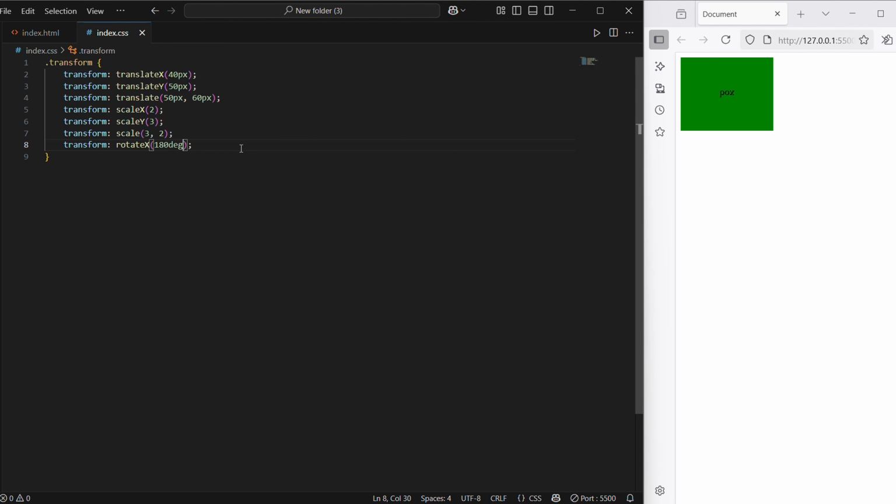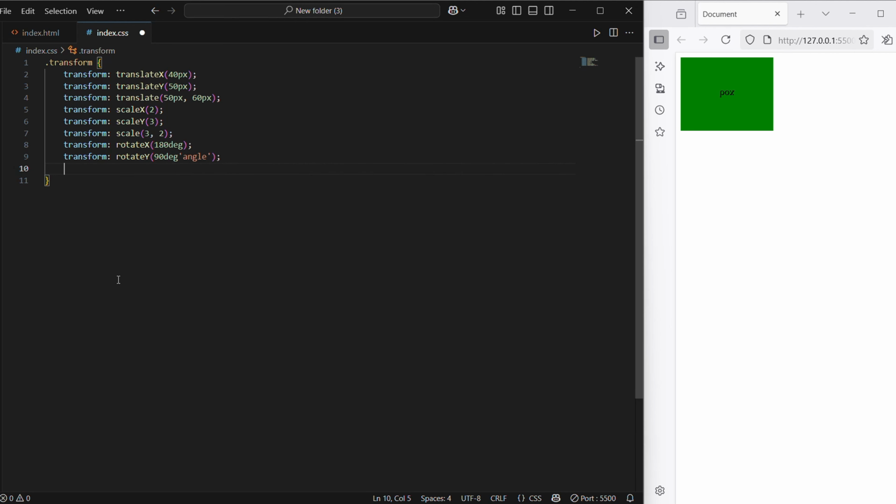Look at the box. If we change this transform into rotateY, for example, 90 degree, it changes into 90 degree. Let's delete. If we combine both of them, we can combine it like that.